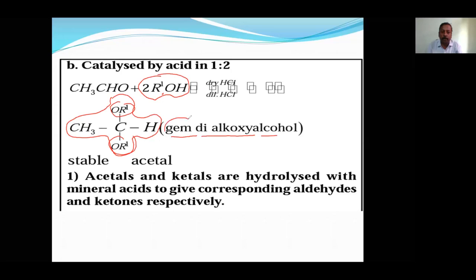Gem means on the same carbon. Vic means adjacent carbon. So this is a dialkoxy compound, a stable acetal. Acetals and ketals are hydrolyzed with mineral acid to give the corresponding aldehyde and ketone. So it is just like storage. You will store it like this. After that, when you want it back, we will carry out the hydrolysis, and then we will get back our aldehyde or ketone.